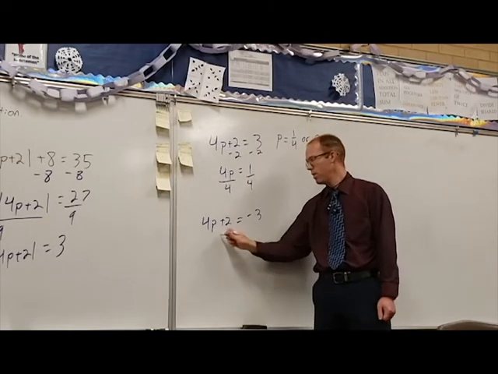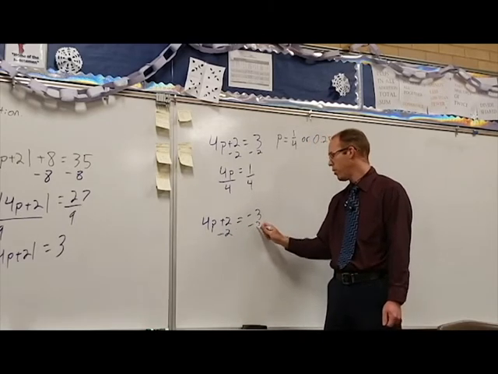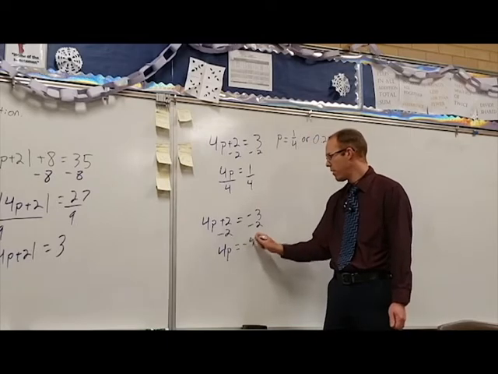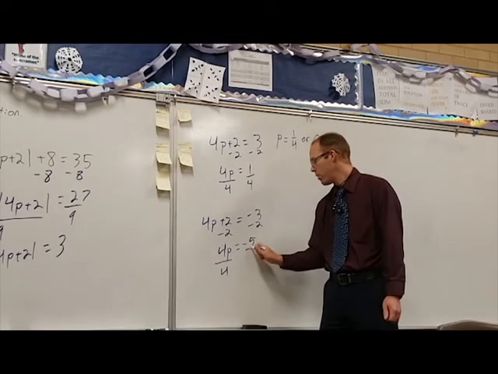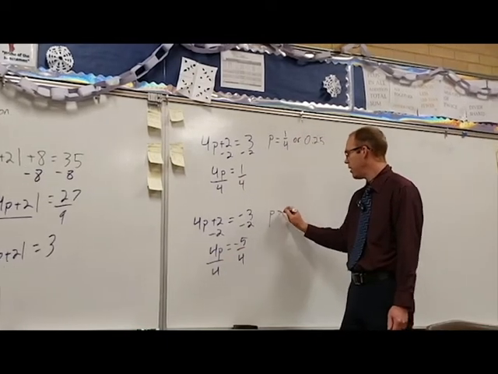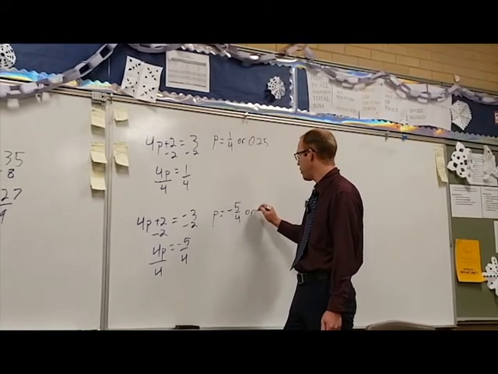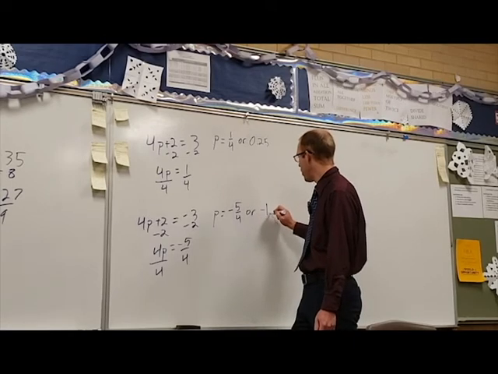On this next one, same steps. We're going to subtract 2. That gives us 4p equals -5. Divide by 4, and we get p equals -5/4. Again, if you prefer decimals, that would be -1.25.